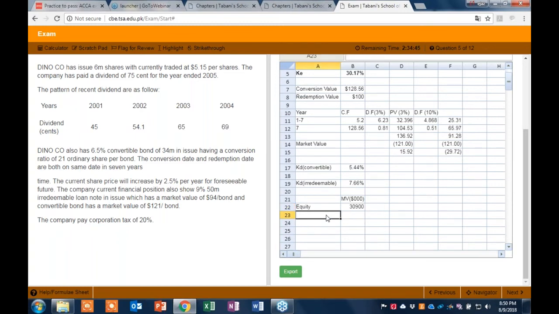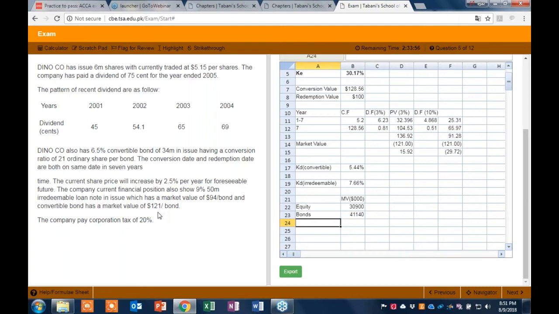Equity, and then we have convertible bonds, and what's the market value of the bonds? The company has 6.5% convertible bonds of 34 million issue. So we have 34,000 par value bonds, and each bond will have a par value of 100. So we'll divide it by 100 to get the number of bonds and multiply it with the market value per bond, which was 121. So this will be the market value of the bonds. It's too high, I'm afraid.